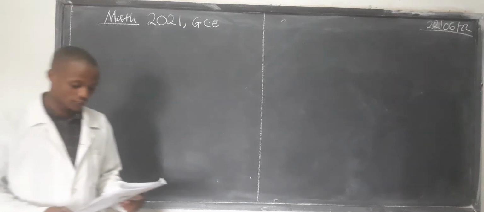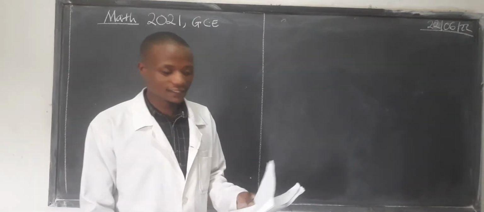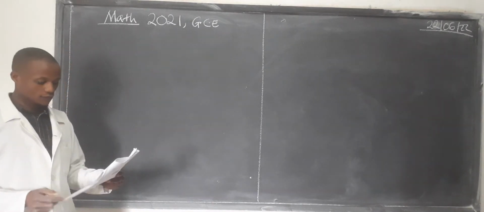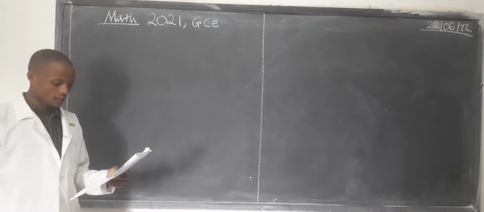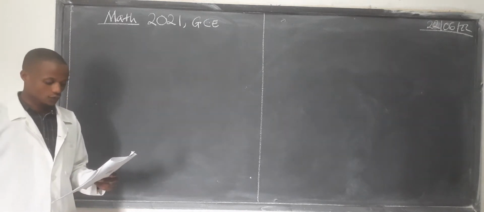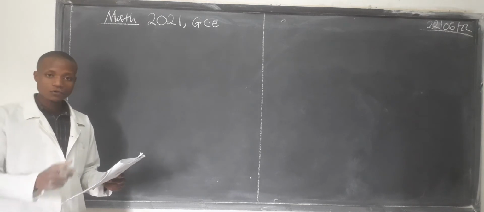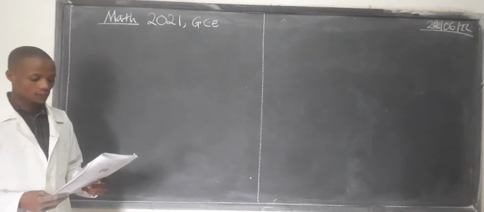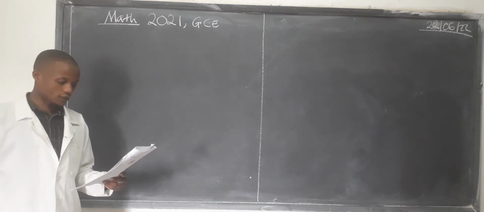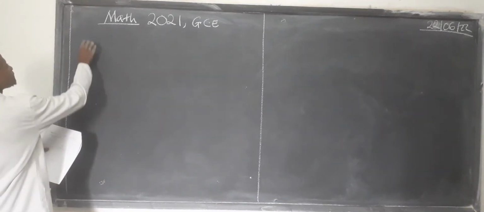Okay, today we want to revise a 2021 G.C.E. paper, Mathematics, paper 1. We're going to solve some few questions and see how to tackle and how to answer the questions correctly. So if you want to go through smartly, you pause the video and go through the question, then you continue the video.